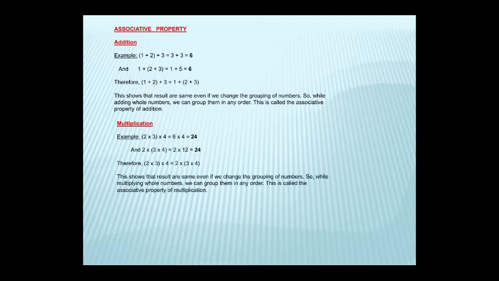So this shows that the results are the same even if we change the grouping of numbers. So while multiplying whole numbers, we can group them in any order. This is called the associative property of multiplication.